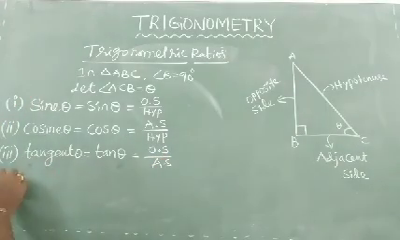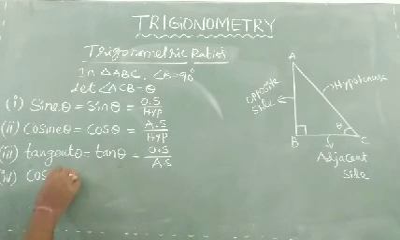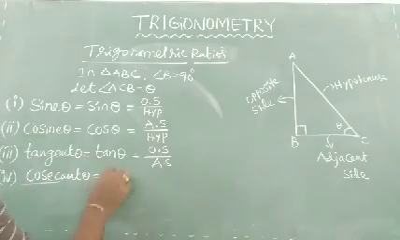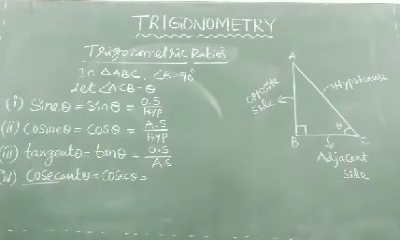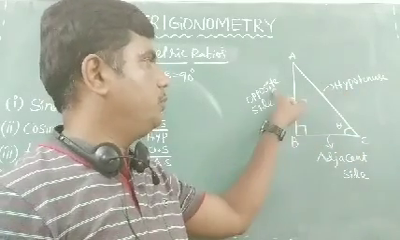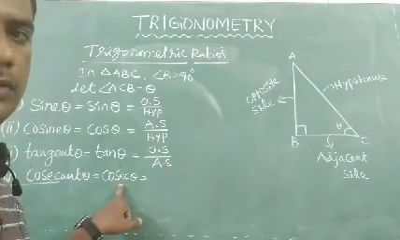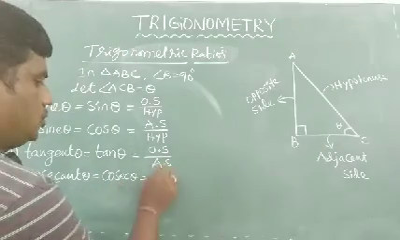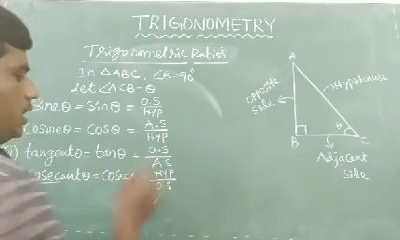So next, the fourth one, cosecant theta. Shortly we can write it as cosec theta. Cosec theta means the ratio between hypotenuse to opposite side is called cosecant theta or cosec theta. So the ratio between hypotenuse to opposite side.